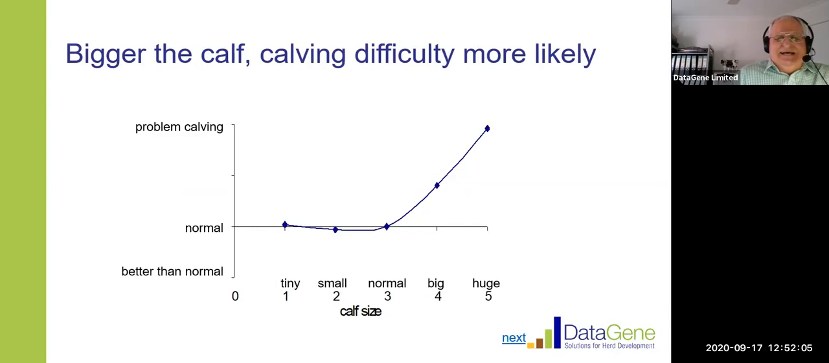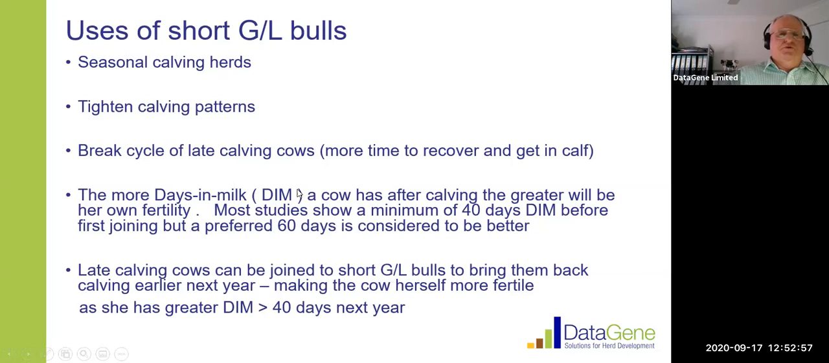And what we see from our data is that where we collect that information, John scores the calf. When he scores the calf, it's on a scale of 1 to 5, where 3 is normal, 2 is small, 1 is tiny, and on the other side, 4 is big and 5 is huge. So what we see is that for the calves scored 1, 2, or 3, we can expect normal calving. But as the calf size increases, so we get to big and huge, the difficulty obviously goes hand in hand. So if you've got a bull with a longer gestation length with his calves, it will push more of his calves into this range. Hence, the expectation of more difficult calving.